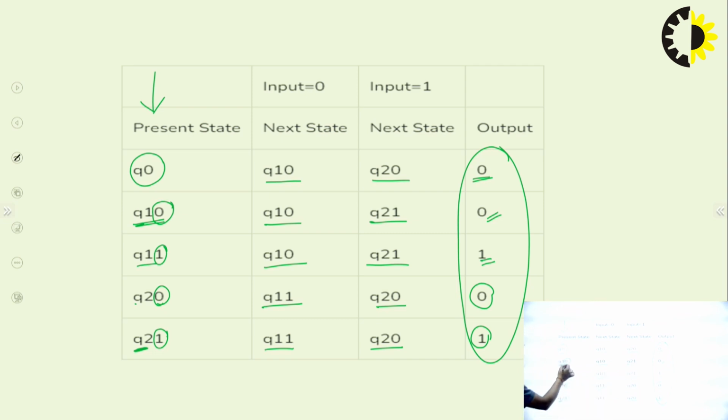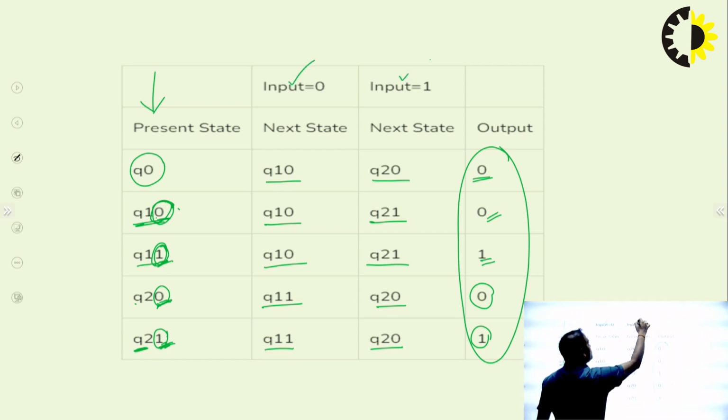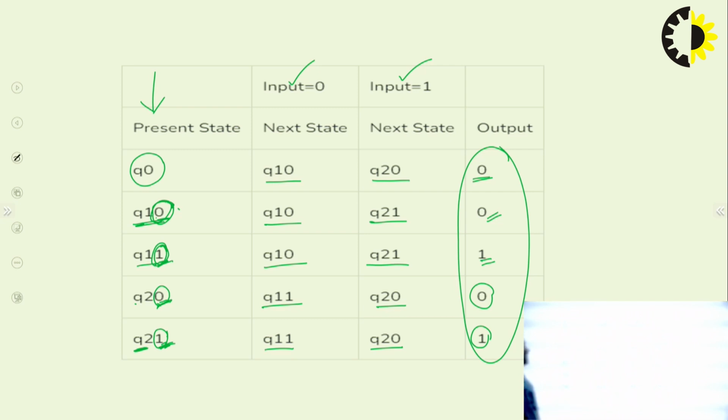In the case of state splitting, the next entry is the output, so there is no need to go to the previous table. We write this as the output: here 0, here 1, here 0, and here 1. This is the method which converts a Mealy machine into a Moore machine. And this is the format of a Moore machine, in which there is the present state, the next state for input 0, the next state for input 1, and one column for output. This is the final answer of the Moore machine.